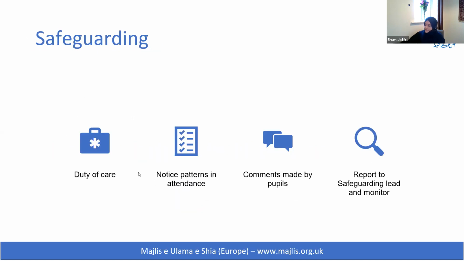And I just want to obviously mention safeguarding. As teachers, anyone who is working with children, we have a duty of care. It's more difficult because it's online, but it's not impossible. And we do need to keep a lookout for anything that might be concerning for us. So if you notice attendance patterns, maybe a child has attended every session and all of a sudden has dropped off, is there a reason for this?